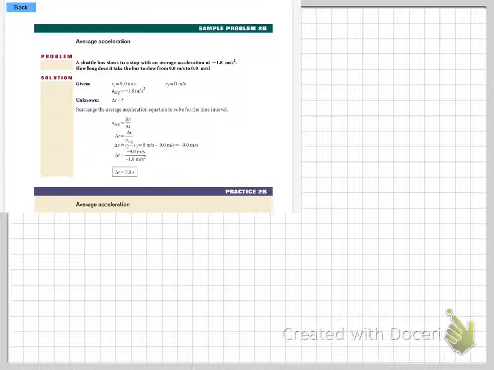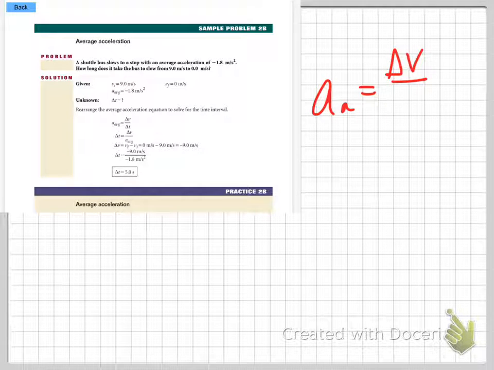A shuttle bus slows to a stop with an average acceleration of negative 1.8 meters per second squared. How long does it take the bus to slow from 9 meters per second to 0 meters per second? In other words, what's the time required for this bus to stop? What we know is that average acceleration over any interval is equal to the change in velocity divided by the time interval. We want the time. This is what we're solving for.